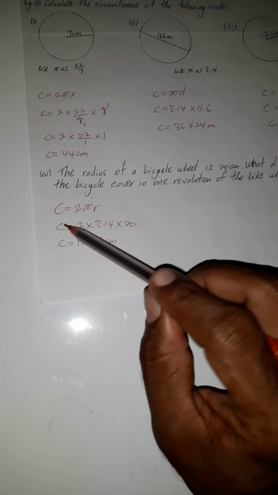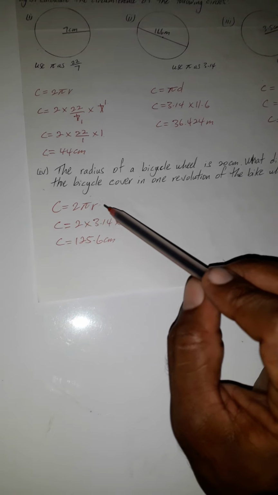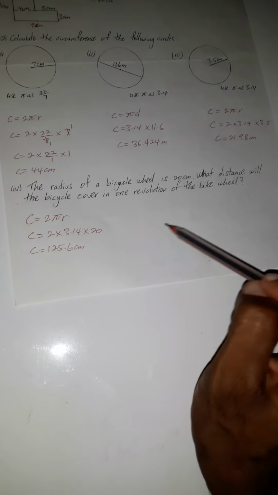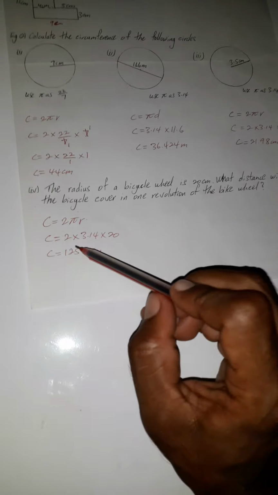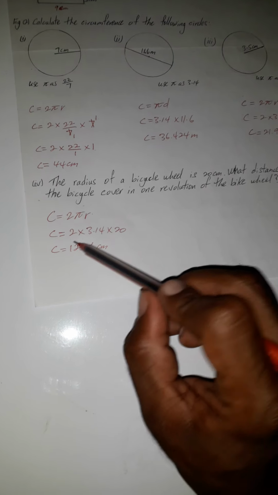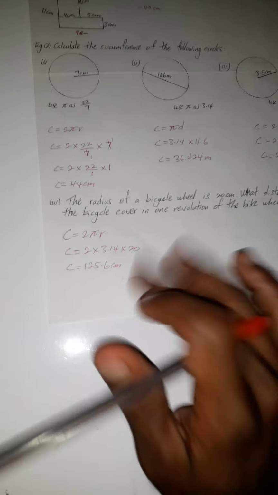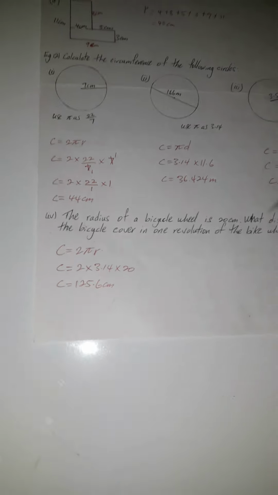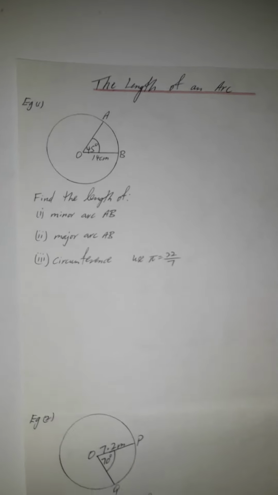Good, so we want to know the distance that the wheel will cover, which is known as the circumference. So 2 times pi times r. This question didn't give us what value to use for pi, so we'll just use 3.14. Use your calculator, multiply. That's how you get your answer. Okay, so quickly what we'll do, we'll work two examples on finding the length of an arc.